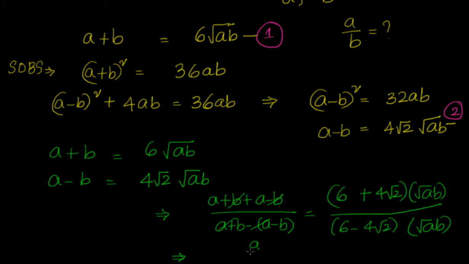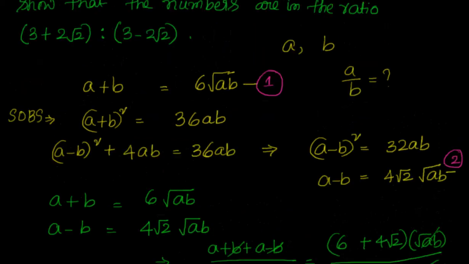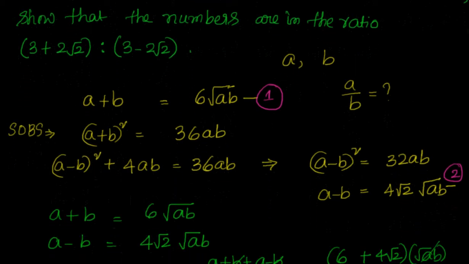So this is nothing but a by b equal to, I can take 2 out. You will have 3 plus 2 root 2 divided by 3 minus 2 root 2. That is what you need to have. So that's a simple problem using geometric mean.